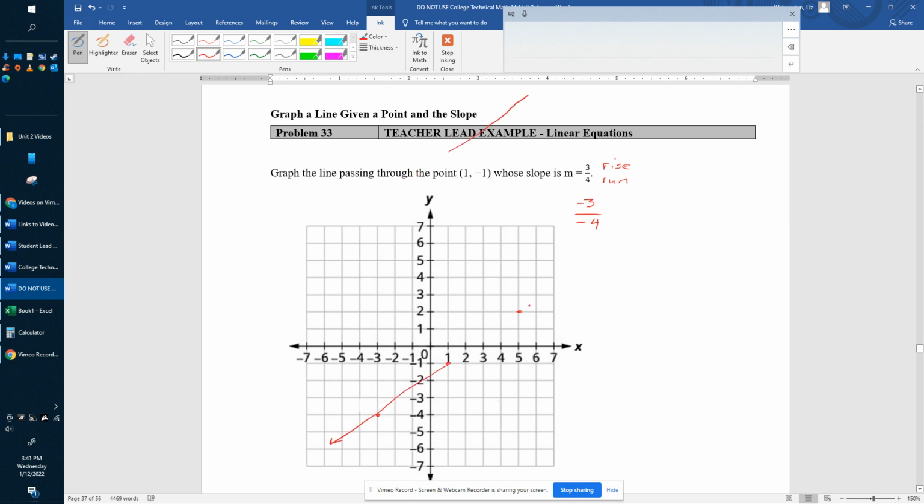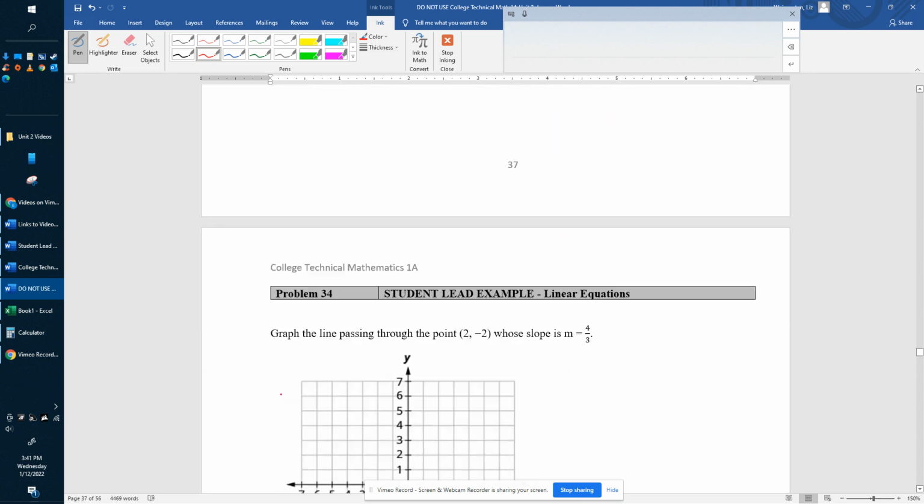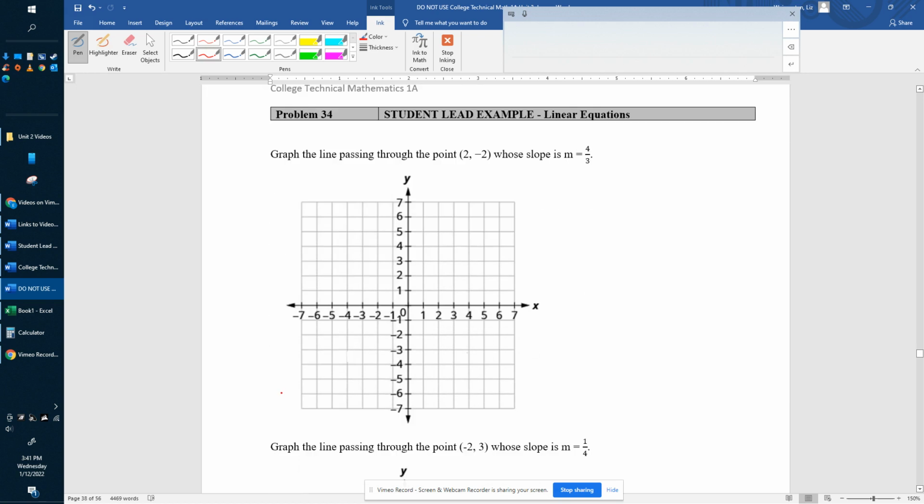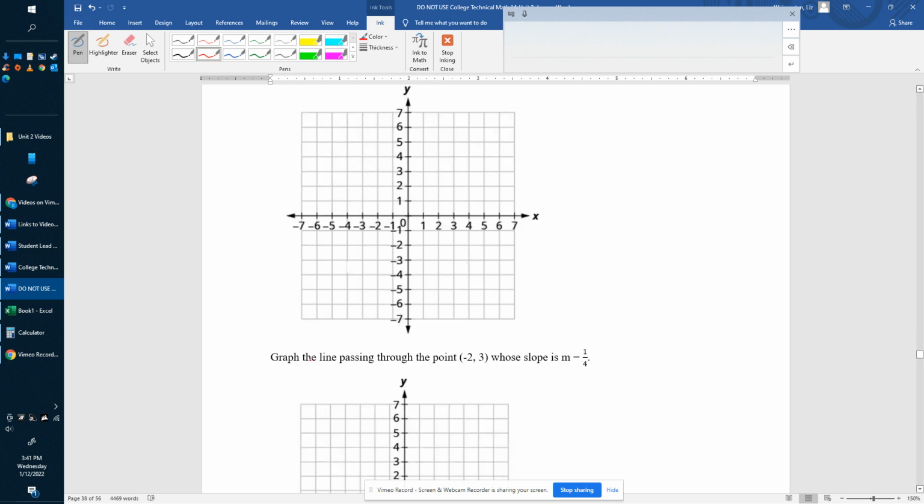Guys, I'm getting slightly better at drawing straight lines. You guys will have more luck than me, I'm sure. So at this point, you can pause, take a look at problem 34, and then we'll come back and talk about more fun with slopes.